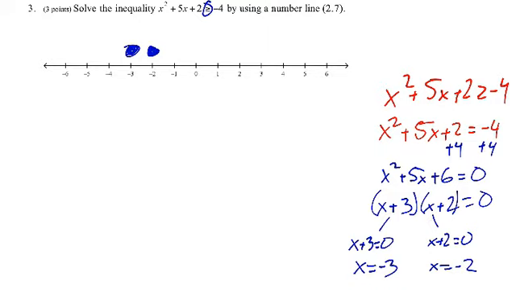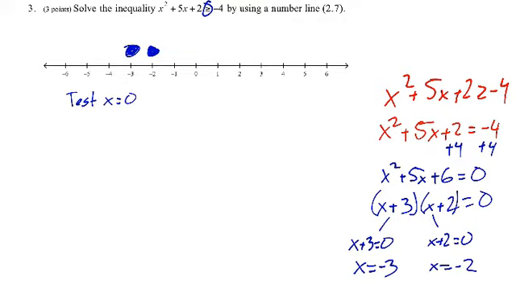Now what we got to determine is where to shade, whether we're going to have arrows going out from these or if our arrow is going to be going in between these. So it's either going to be outside of them or in between them. Now one of the easiest points we can test is x equals 0. So let's test that out. So if x equals 0 is a solution, that means we're going to shade where 0 is. In this case, 0 would be on the outside of it.